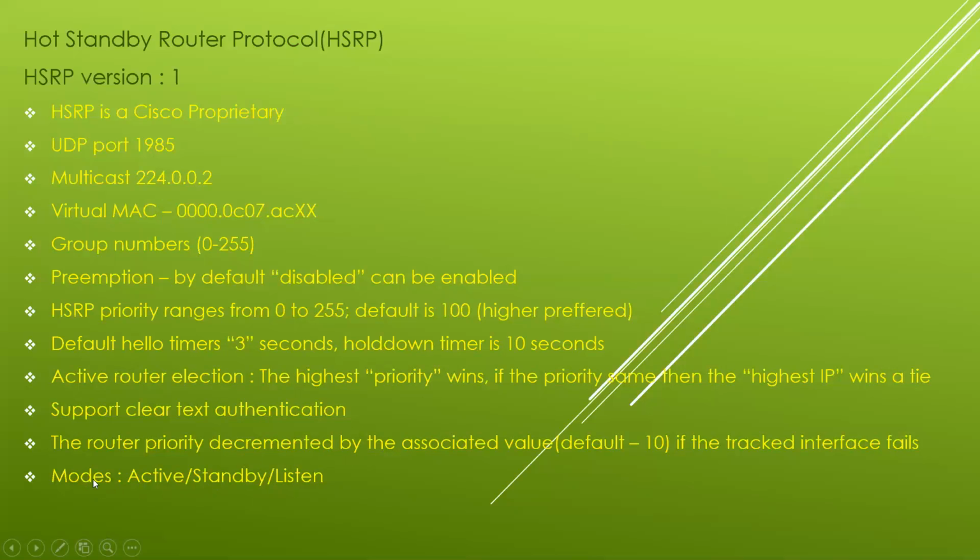The router states in HSRP version 1 are active, standby, and listen. For every active router there should be one standby router, and there can be many listen routers, up to 6 to 8 depending on the IOS configuration. If you are using high-end switches, you can have up to 16 in the HSRP configuration.